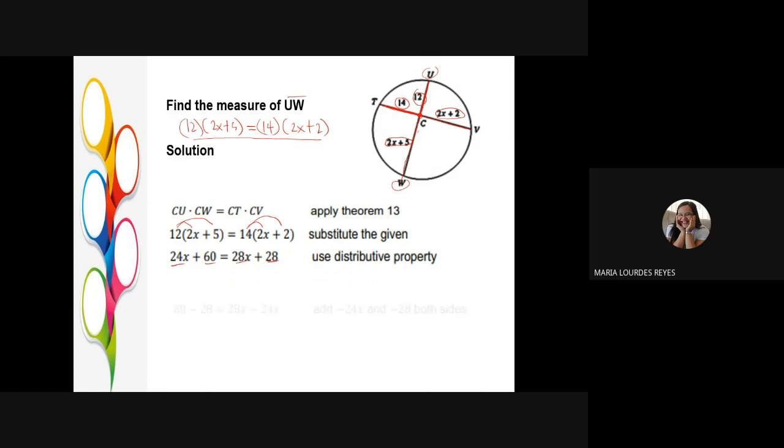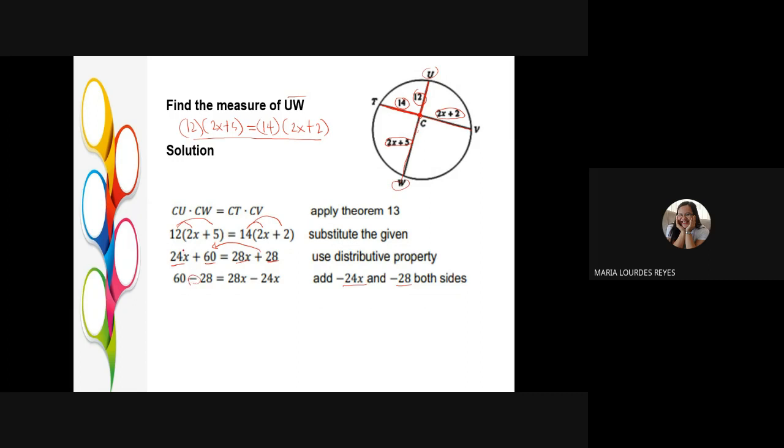Then, your next step would be, sabi niya dito, add negative 24x and negative 28 on both sides. Pwede din naman na you transpose. Similar terms. Paanong ibig sabihin? You have to put all the numbers without variables on one side of the equation, and on the other side of the equation, the numbers with variables. So basically, yung 28, we transposed it to the left side, so it became negative 28.